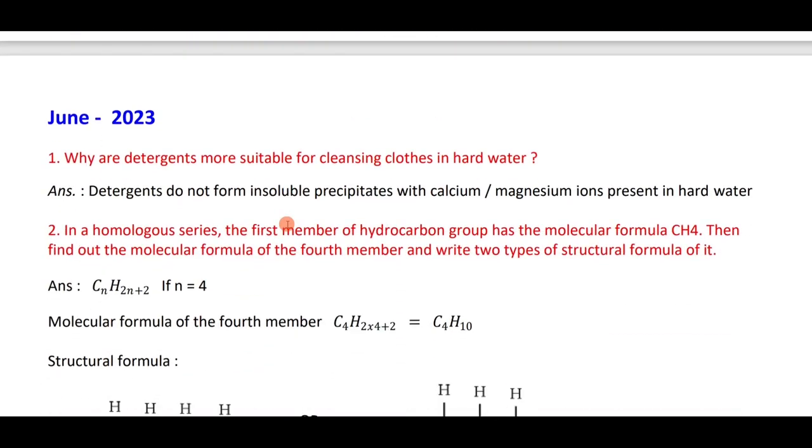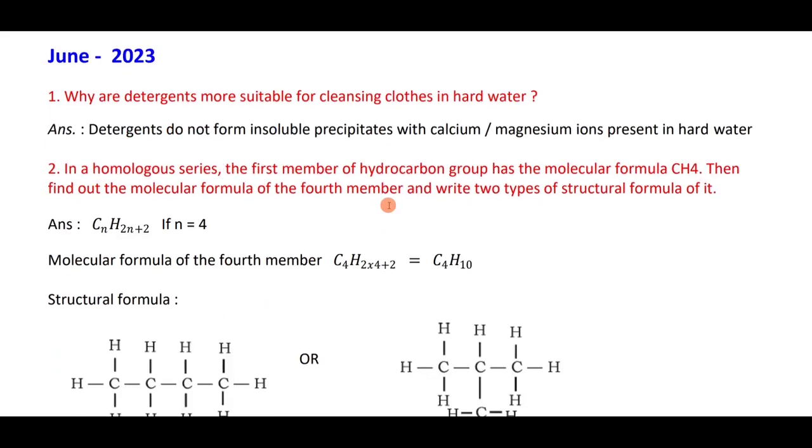Why are detergents more suitable for cleaning clothes in hard water? Because detergents do not form insoluble precipitate with calcium or magnesium ions present in the hard water.